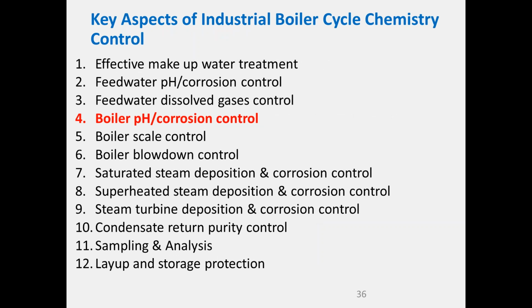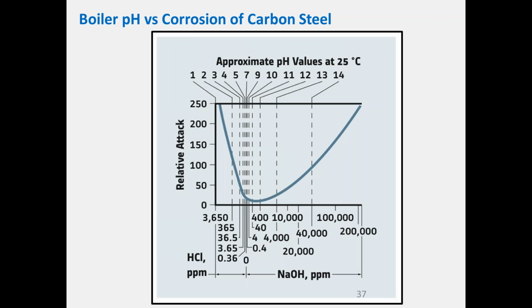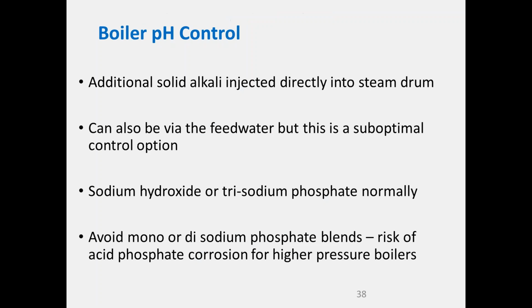So next one, boiler pH corrosion control. Okay, basically this curve still applies here. We want to be at an elevated alkaline pH in the boiler. The closer we get to 10, the better that it is. So how do we do that? Normally there's what we call a solid alkali directly injected into the steam drum just to increase the pH a bit more if we need to.